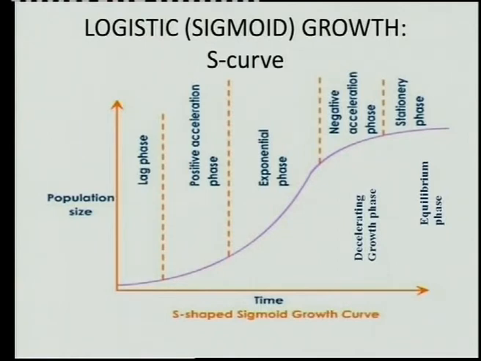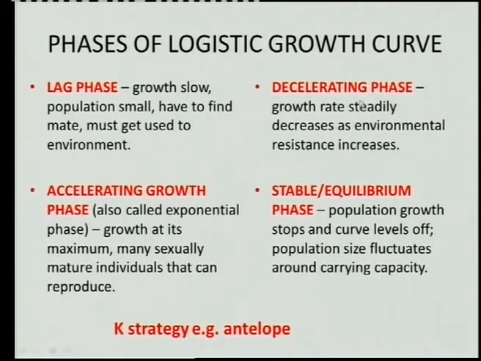Now, the number of that population where it reaches the equilibrium phase, if we look at that number, that will be the carrying capacity. And we will refer to carrying capacity just now. So carrying capacity is the number of individuals that the environment can support, and it will be at that number where we reach equilibrium. So there are the phases that Colin has discussed with you.